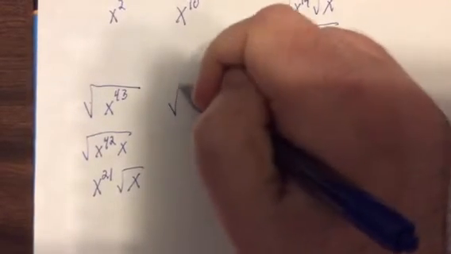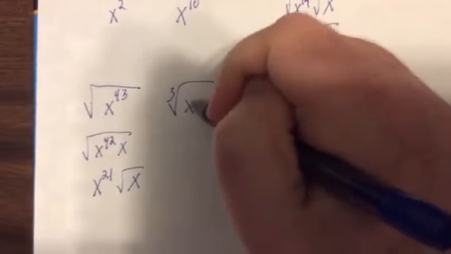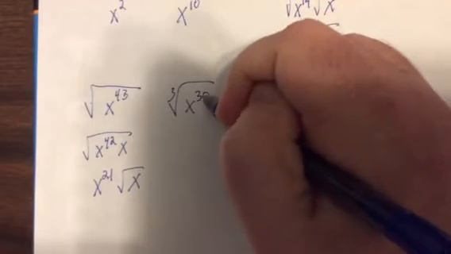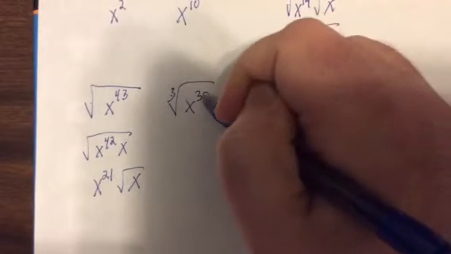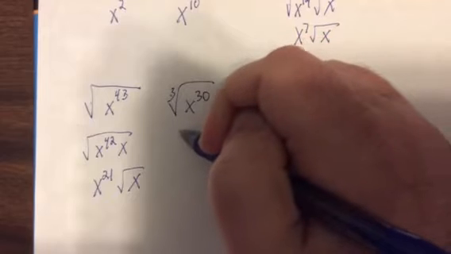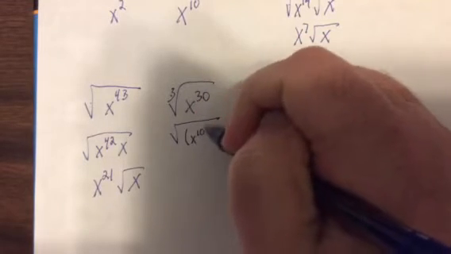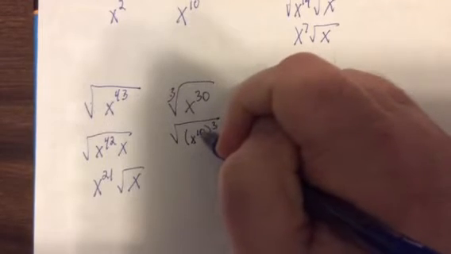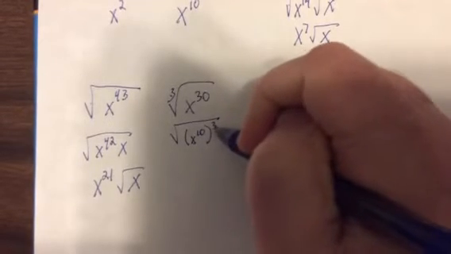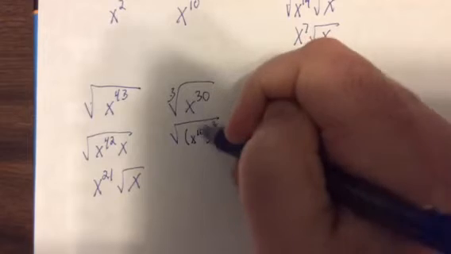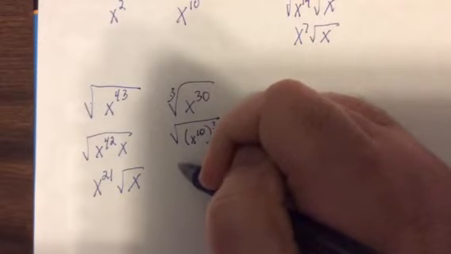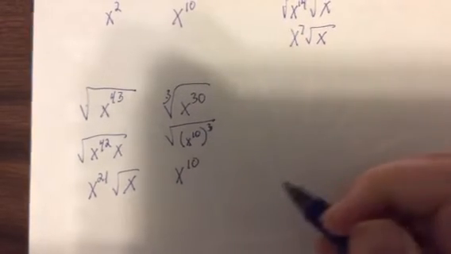So if I had cube root, x to the 30th. Well, you divide the power by the index. So it'd be 30 divided by 3, because if I wrote it out, it'd be x to the 10th to the 3rd, because when you have a base to a power to another power, you multiply. So 3 times 10 is 30. So it'd be x to the 10th.